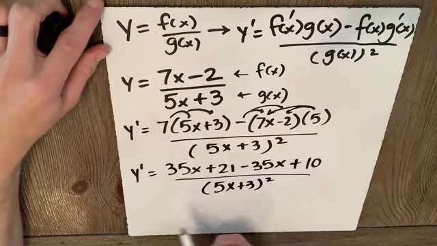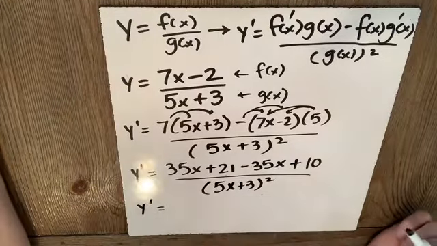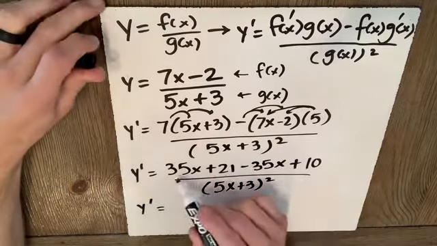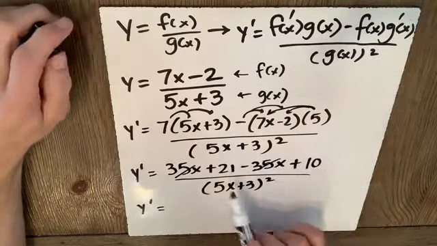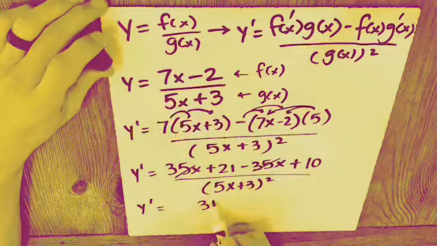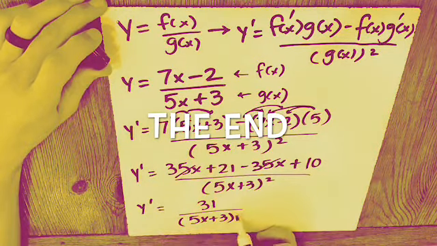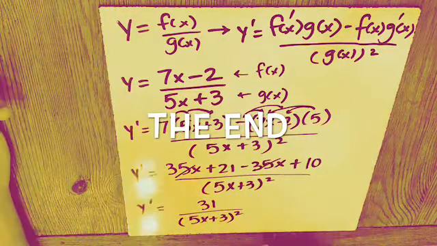Now you certainly can FOIL that if you want to. I'm just going to leave it in factored form, because if I leave it in factored form, maybe I can cancel something. 35x cancels with negative 35x, and plus 21 plus 10 gives me 31 over 5x plus 3 squared. I couldn't cancel anything, but that's a fine answer there.